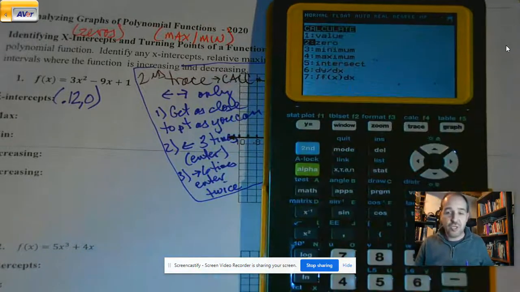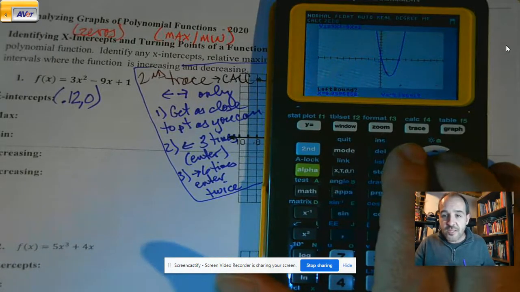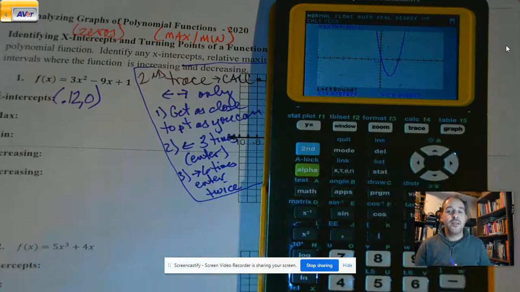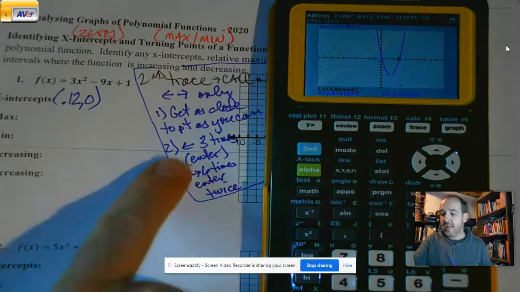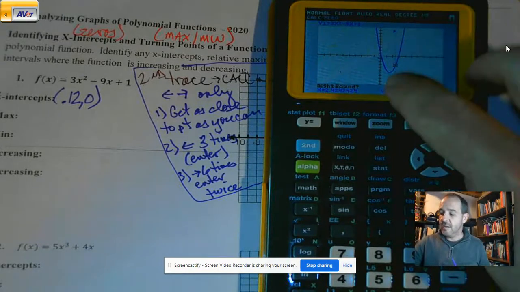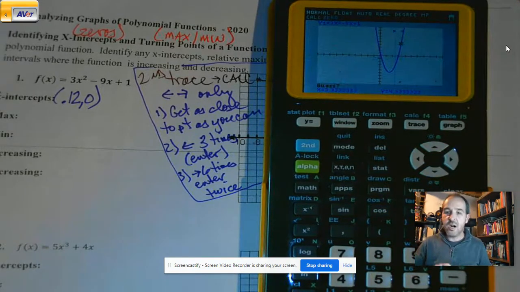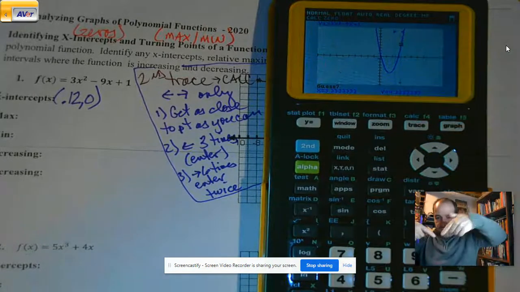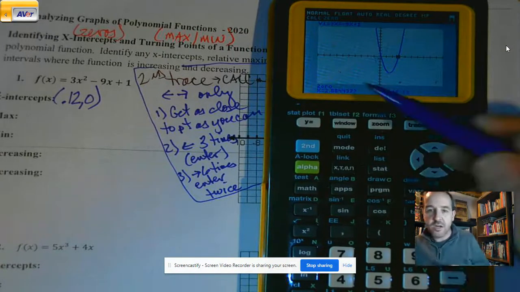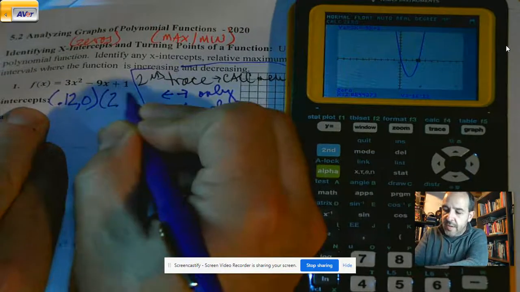Second trace, number 2. Again, left and right arrows only. Arrow over as close as you can. Ooh, that's pretty good. To that point. Left 3 times. 1, 2, 3, enter. Okay, there's my left boundary. Right, 1, 2, 3, 5, 6, enter. There's my right boundary. Again, there's the arrows pointing in. It's in here. Hit enter one last time, and there is my other 0. 2.880.